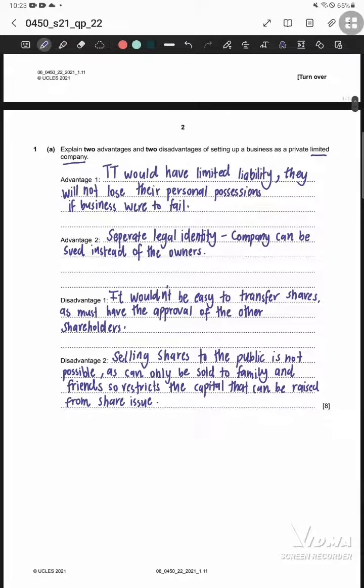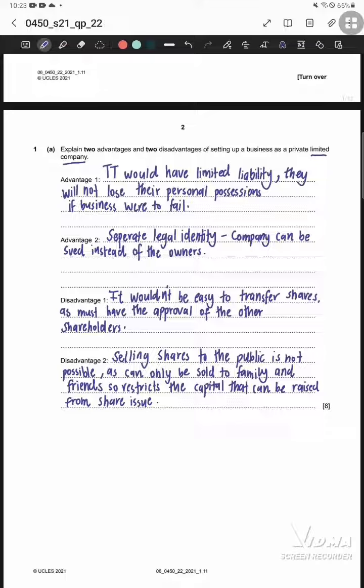A disadvantage would be that it isn't easy to transfer shares, as you must have the approval of other shareholders. One shareholder wouldn't be able to transfer his shares to someone else unless the other shareholders involved in this business approve of this decision. So you can't sell it randomly. Also, selling the shares to the public is not allowed, as they can only be sold to family and friends. So this will restrict the capital that can be raised from a share issue.